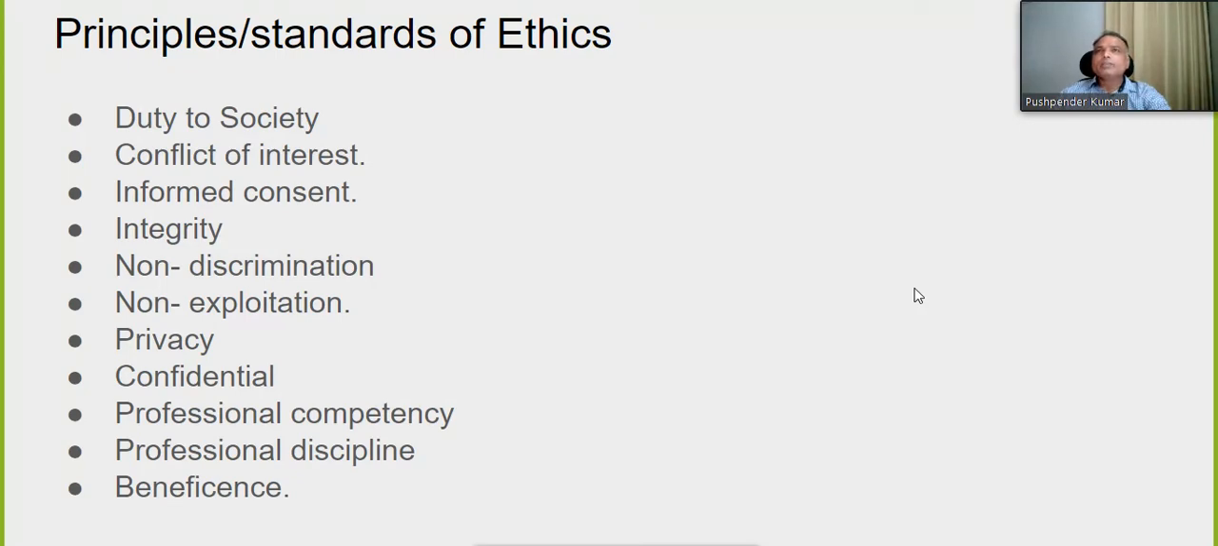Integrity: whatever you say, whatever data you have, whatever output you have, you need to be very honest. You need to maintain that integrity, that whatever outcome you have with your research, you need to tell people. You should not avoid the reality, because as a researcher it is our duty to tell everybody that this is the reality, these are the facts.